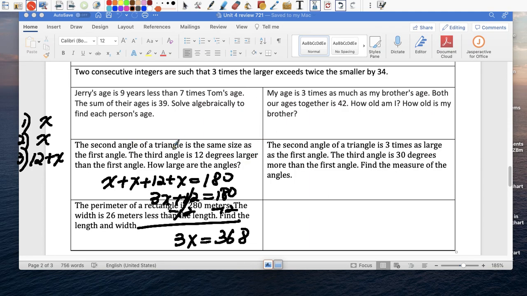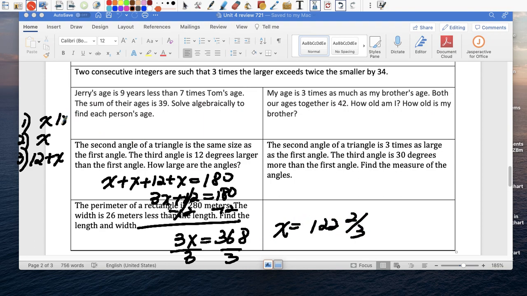368 divided by 3. Why would I pick these numbers? Second angle of a triangle... hang on a second, guys. Third angle is 12 degrees larger than the first angle, the same size as the second angle. All right, I'm going to leave it as a fraction because it's probably easier. Divide by 3, divide by 3. X equals 122 and 2/3.